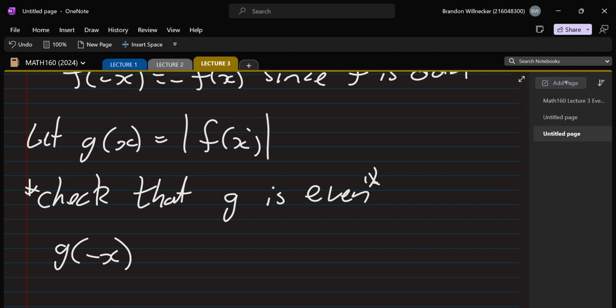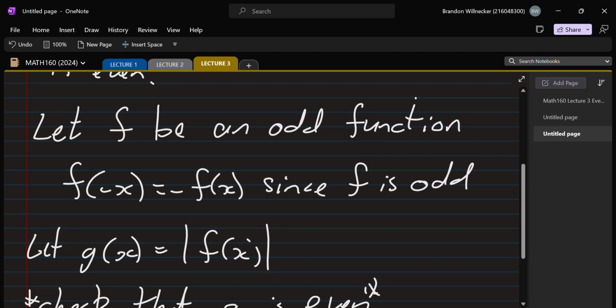G of minus x. Okay, what's g? G is the absolute value of f of x, so we put that in. Now we might be a bit stuck. How do we evaluate that? Well, we're not stuck, because f of minus x is minus f of x, because we know f is odd. So that inside part, that f of minus x, we can replace with minus f of x because it's odd.